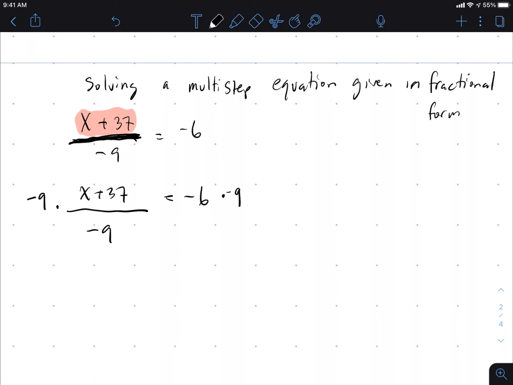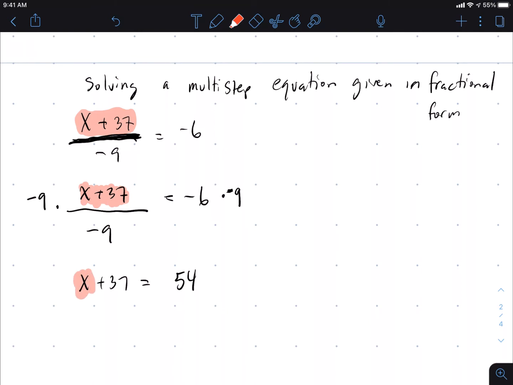When I multiply both sides by -9, this is the piece I want to isolate. The 9s are going to go away, and so I'm going to end up with x plus 37 is equal to -6 times -9, which is 54. Yeah. So now, this is the variable.